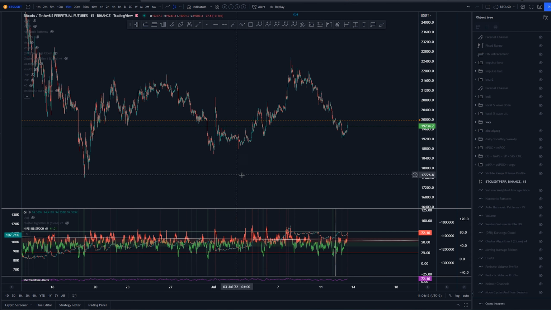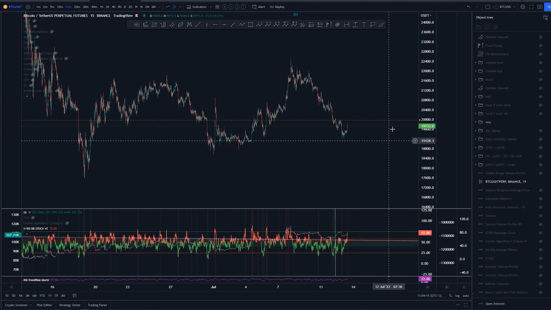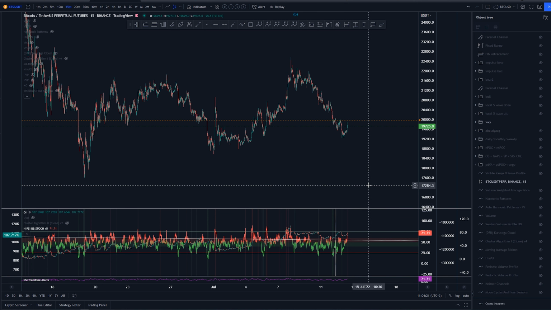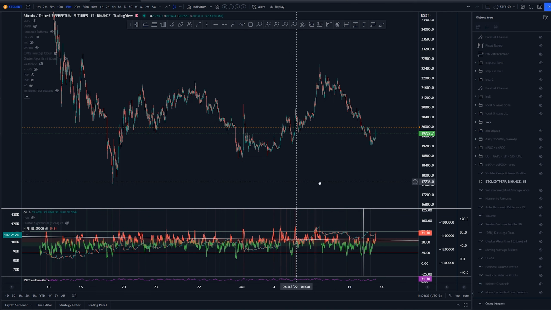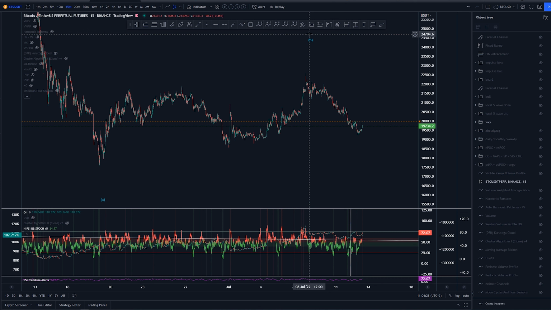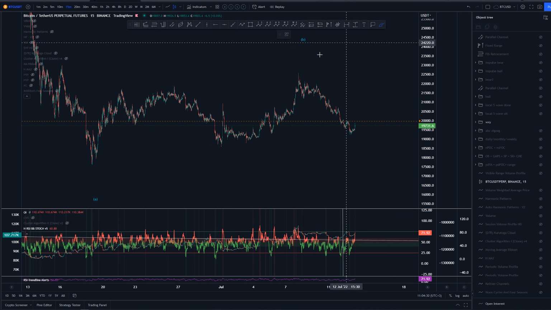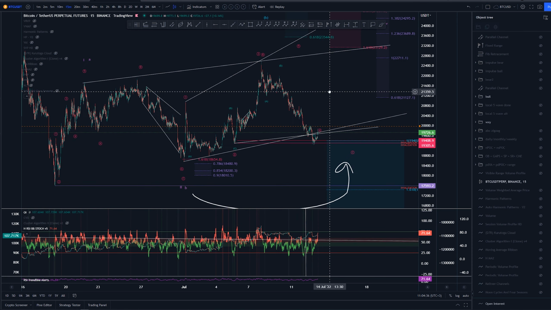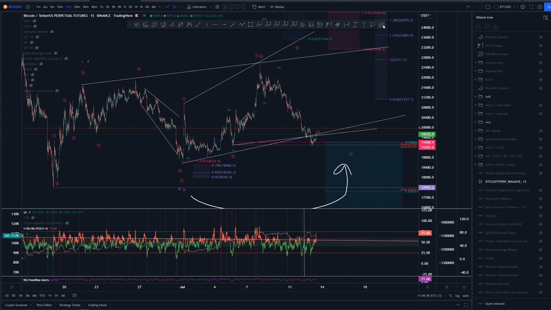Starting here on this 15-minute time frame, I'm looking only at the correction that we've had since 18th of June to the current date. Again, this is some kind of connector wave, whether it's a B wave completed or not. We'll look into that again. So overall, the bullish scenario were invalidated yesterday. I updated that on Discord.